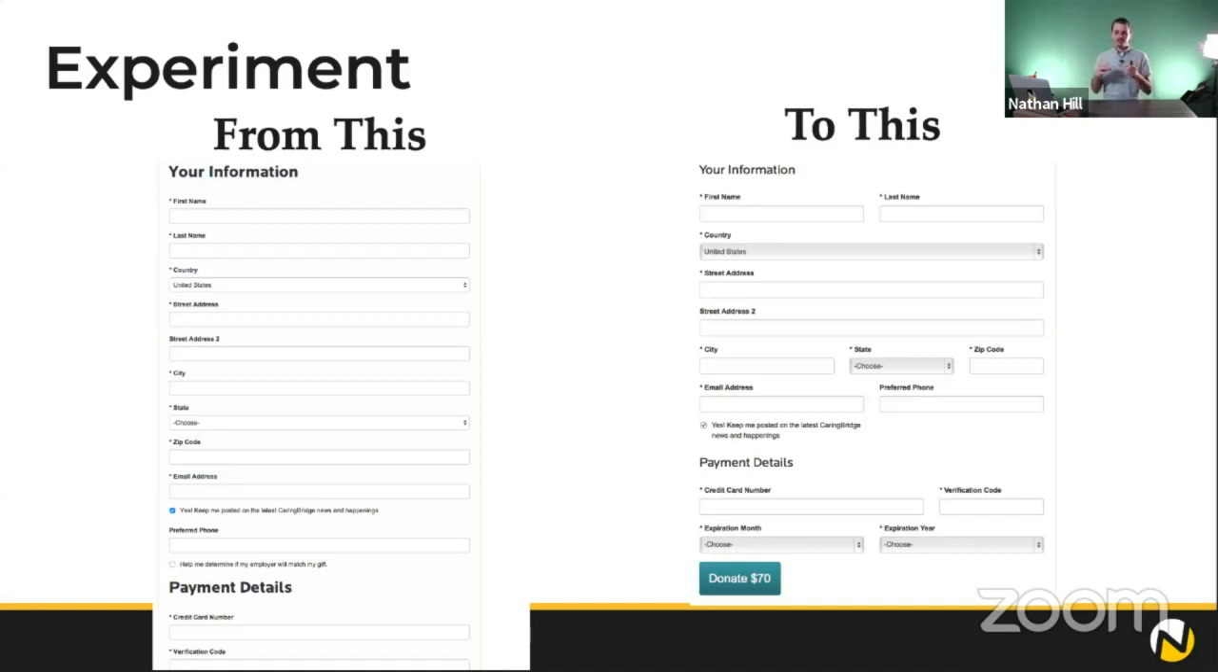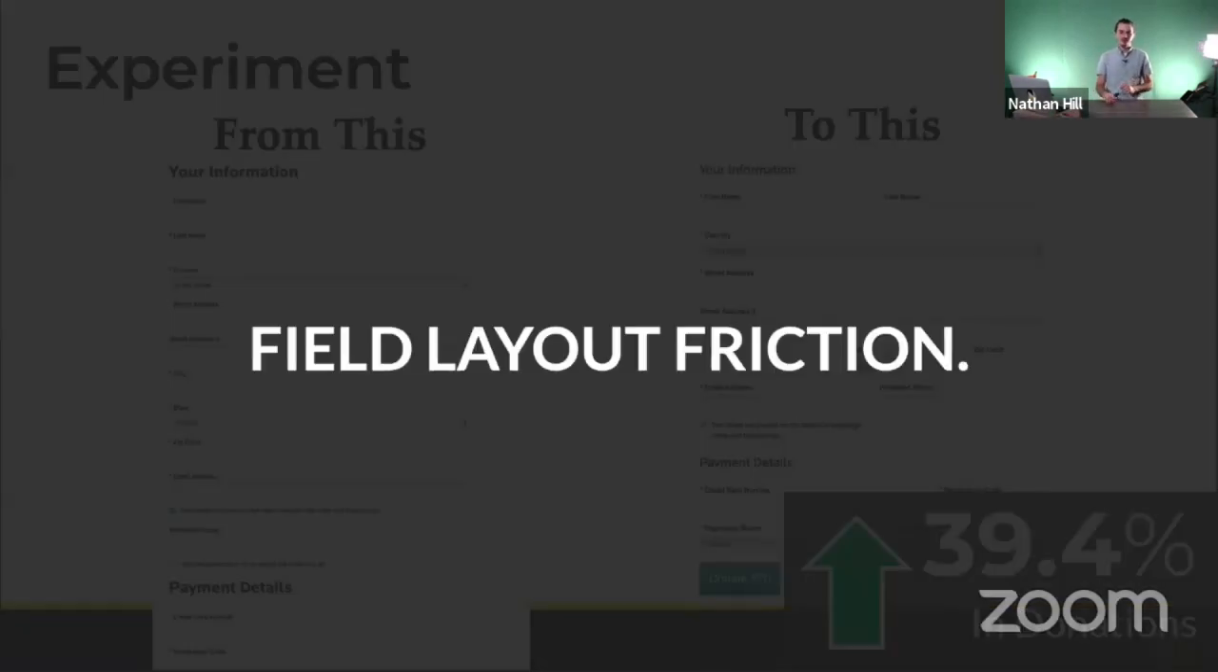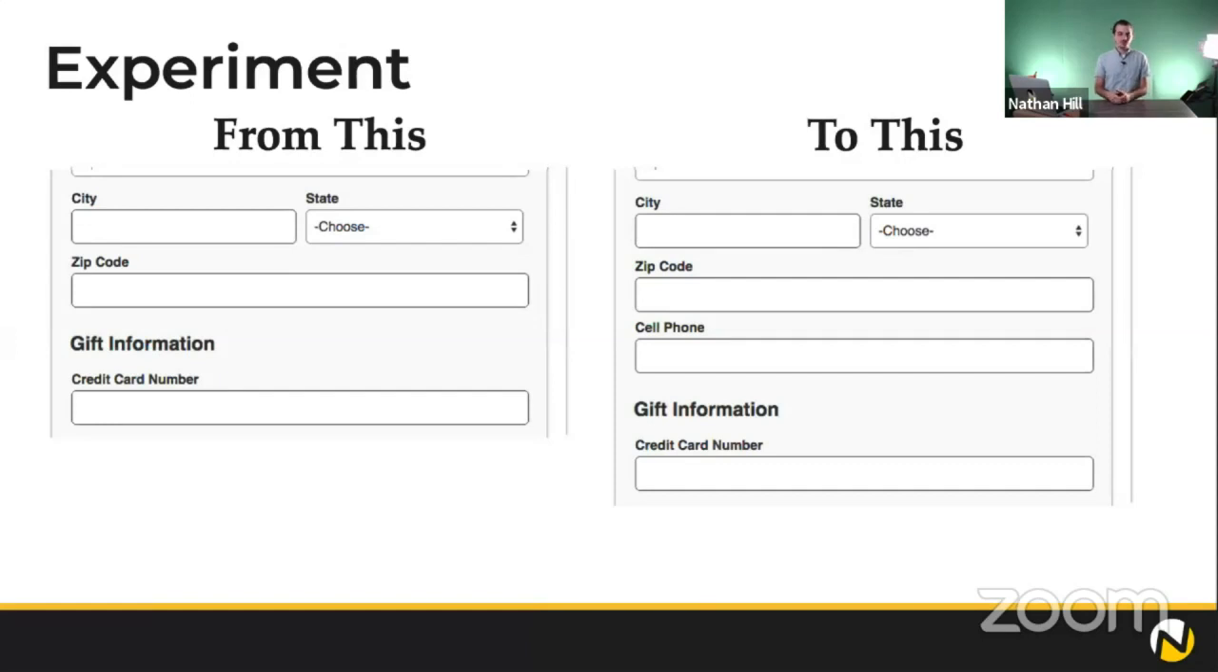And as you start to group them together, the length of the page gets shorter and it feels like less work. And it actually led to a 39% increase in donations, which is so cool and so fascinating, just how the brain works in perceiving how much work is going to be there. So that's one thing you can keep in mind, is actually reducing what we call field layout friction. We want to group these similar fields together as much as we can to make it feel like less work.